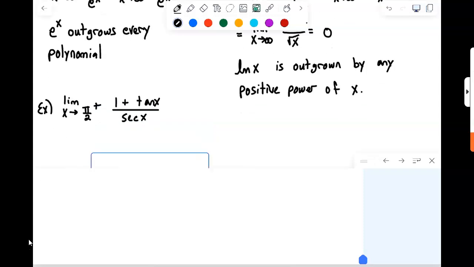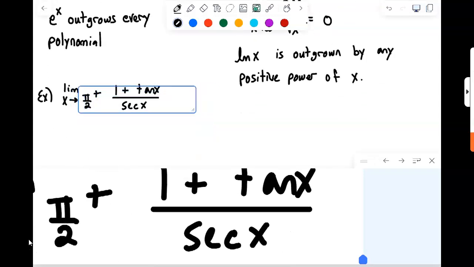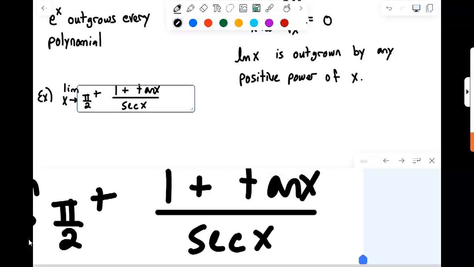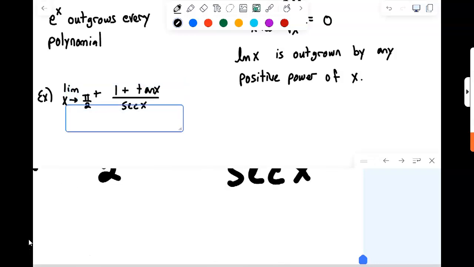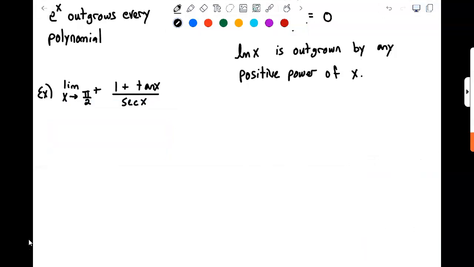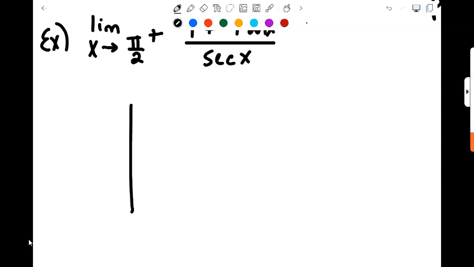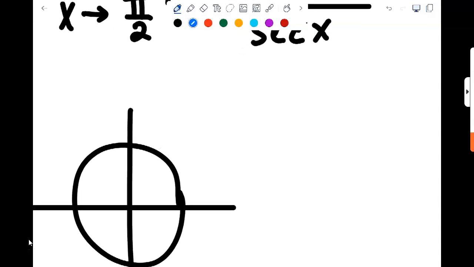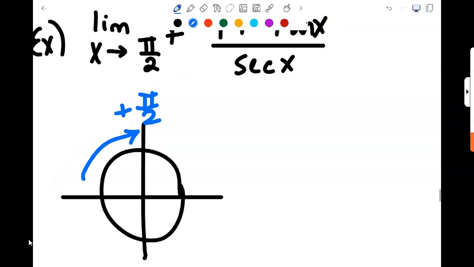Okay, so very quickly, as x approaches pi over 2, remember cosine approaches 0. And we're doing this from the positive direction. So you may want to draw your little unit circle picture here. Might find that a little helpful. All right, so we're approaching pi over 2 from values that are bigger than pi over 2. So that actually means we're over here, and approaching it that way. Right? So values that are bigger than pi over 2.